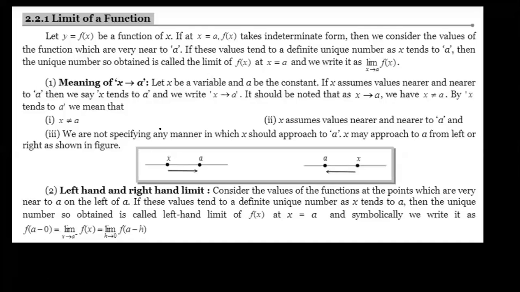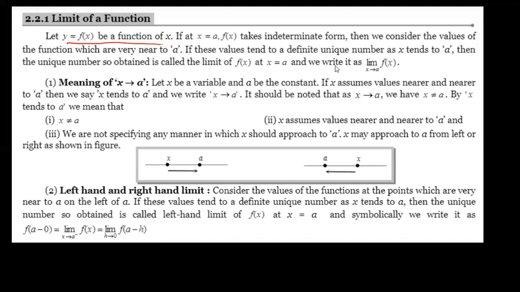See, the limit of a function. Carefully, what is that? Let y equal f of x be a function. Dear students, see, function of x. If at x equal to a, f of x takes an indeterminate form, then we can consider the values of the function which are very near to a. That means if these values tend to a unique number as x tends to a, then the unique number so obtained is called the limit of f of x at x equal to a.